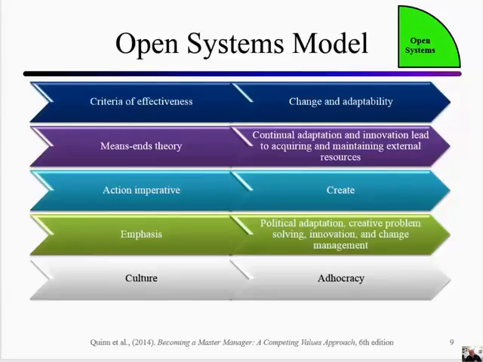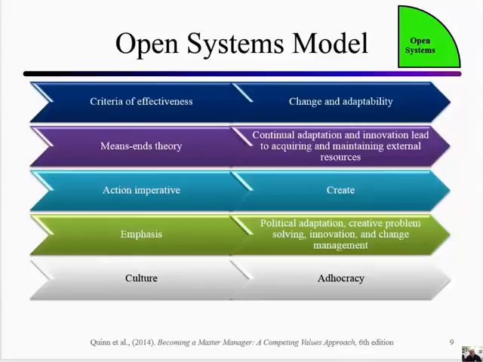So the ends theory here, what you have an eye on and then developing your strategy to achieve that, is continual adaptation and innovation. New ideas are encouraged, new ways of doing things, cheaper ways of doing things. If you know about it, tell a senior manager. They'll be grateful for the information, you'll be rewarded. It's about acquiring and maintaining external resources and having control over those resources and making them work in a changeable management environment.